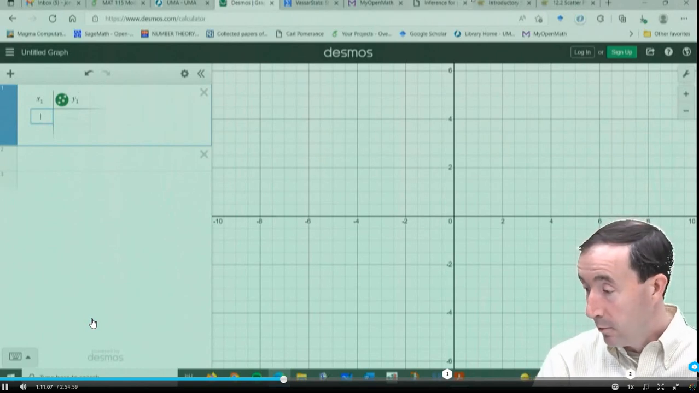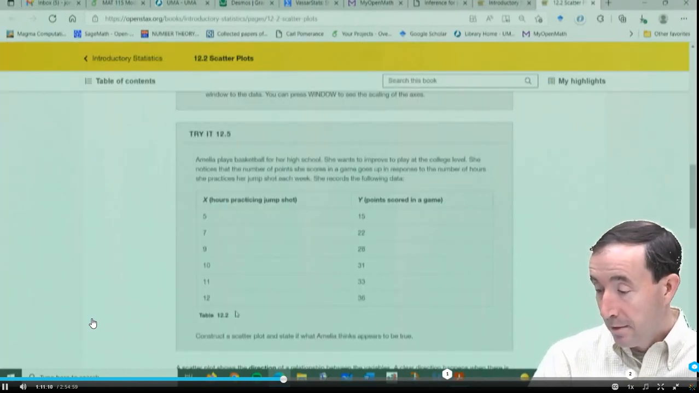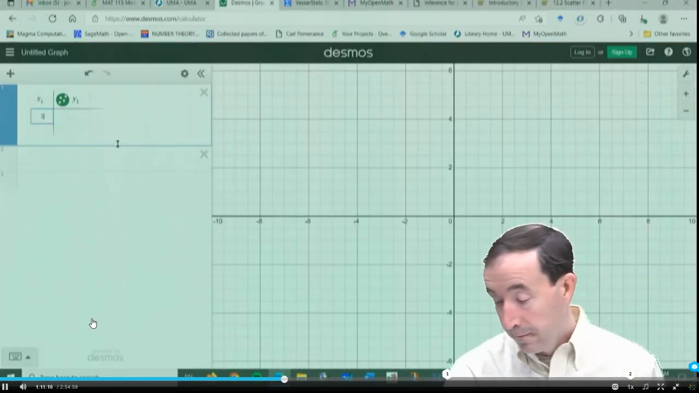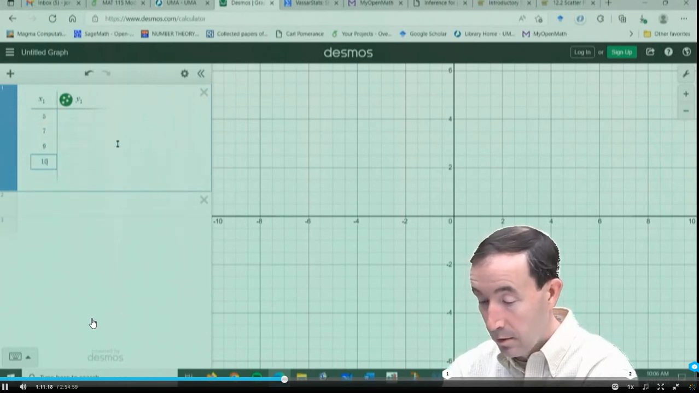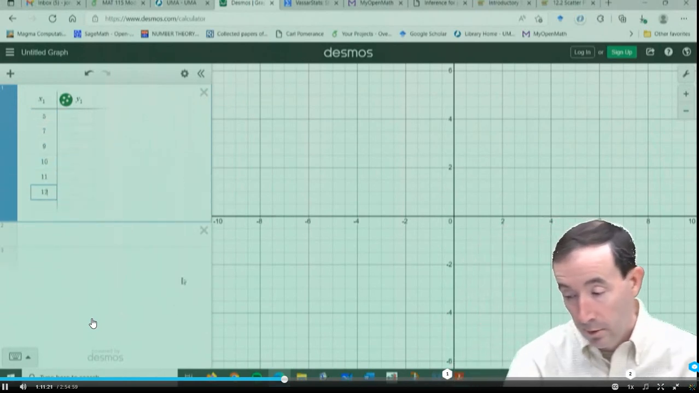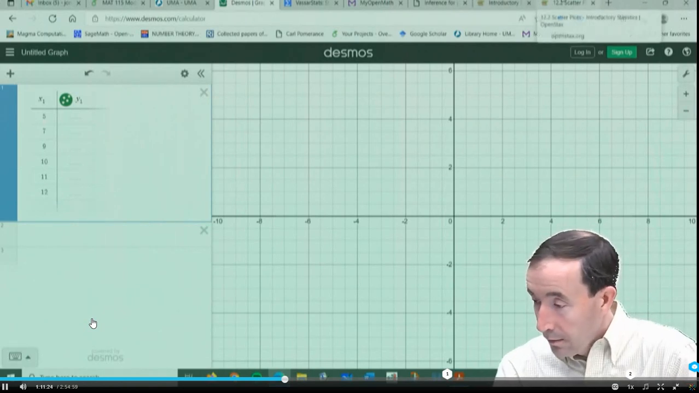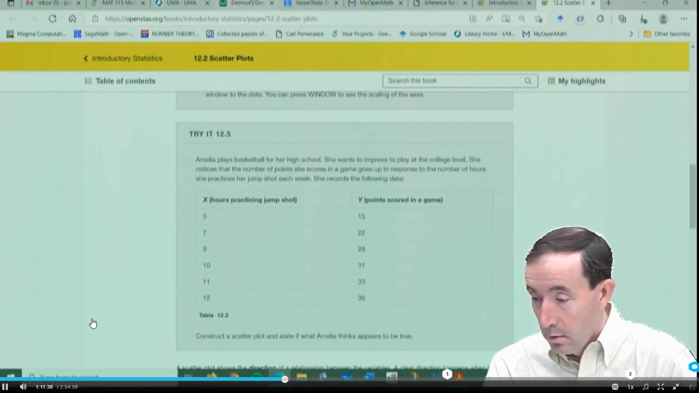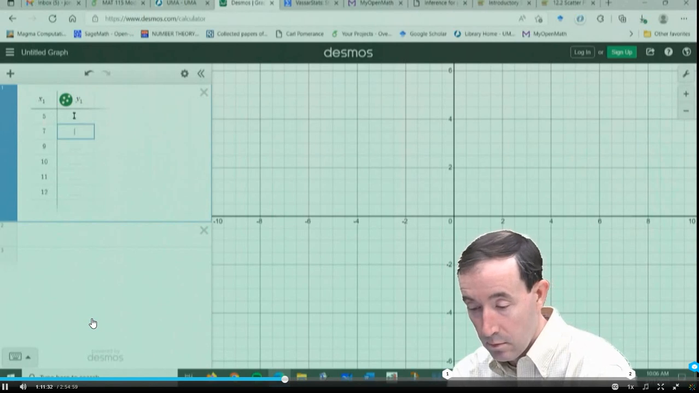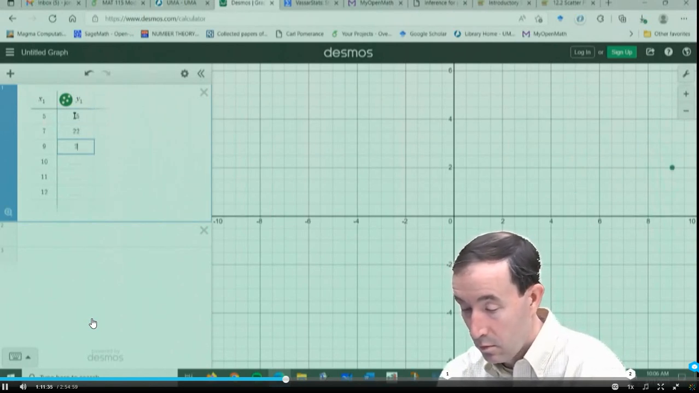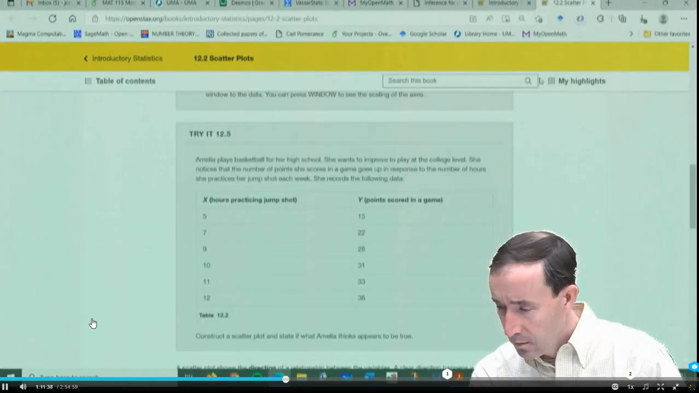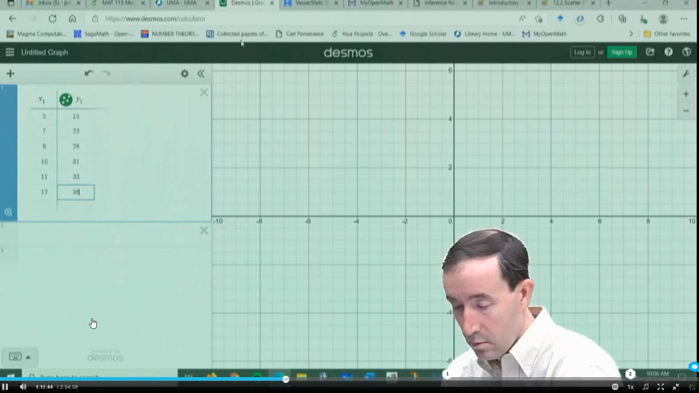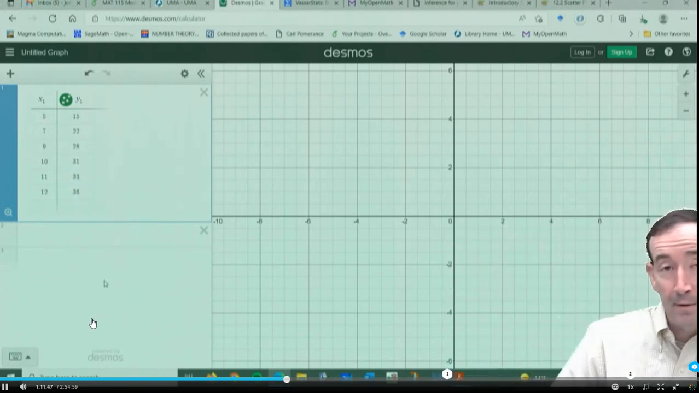Okay. Now let's see, what were my values here? 5, 7, 9, 10, 11, and 12. Here it is. So 5, if you press enter, it just allows you to input the next set of variables. And now let's see her points scored, 15, 22, 28. I think it was 31, 33, and 36, but yeah, that's right. All right. So those are my values.